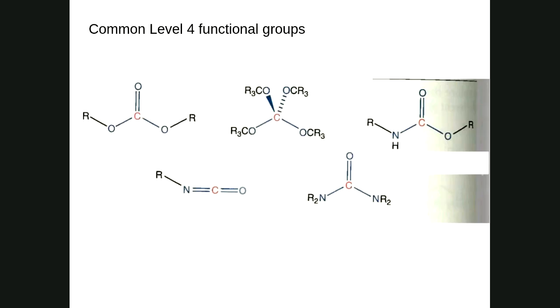The final example of functional groups I have to show you is level 4 functional groups. And again, I'm going to ask you to stop the recording right now and try to name some of these functional groups. See if you know their names.